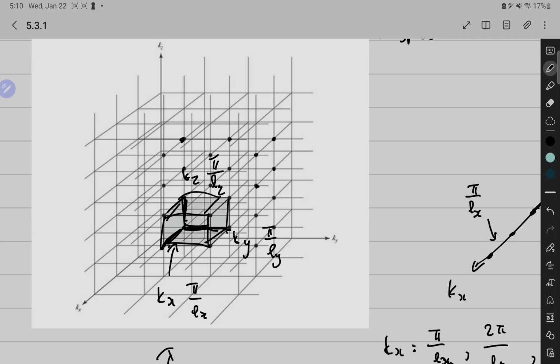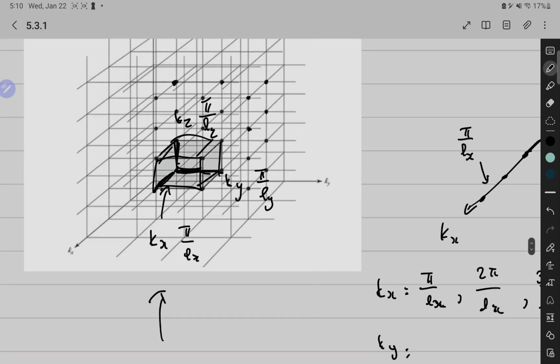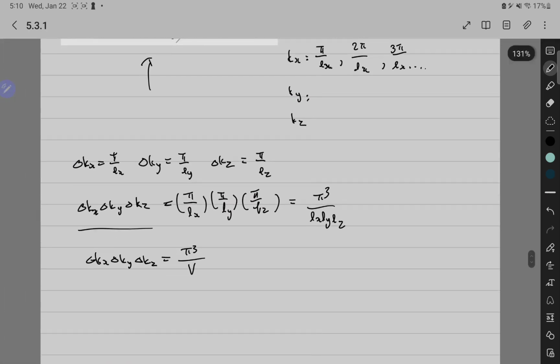Now is going to be the hard part, because we're going to talk about a concept which is called a Fermi sphere. So we know this system has a total volume. The total volume is Lx, Ly, Lz, right?